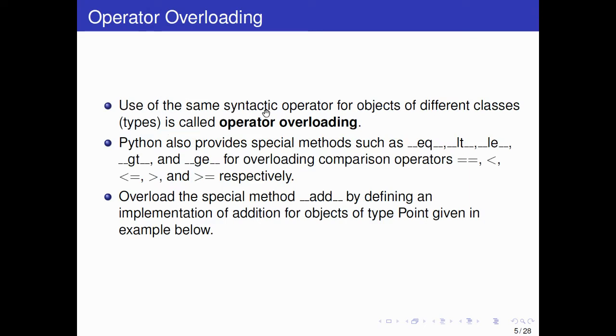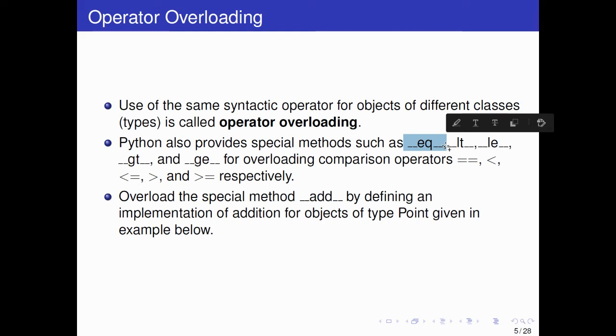So use of the same syntax, the syntactic operator, for objects of different classes, types. Classes are types only. So it is called operator overloading. Python also provides special methods such as double underscore eq double underscore. Okay, first let me ask, then I will tell you.